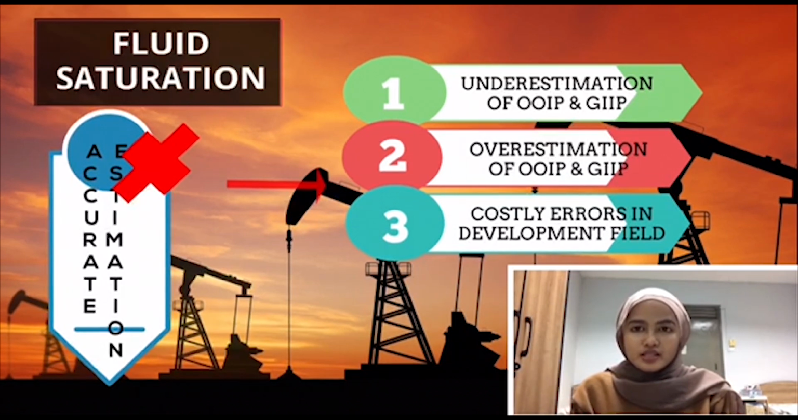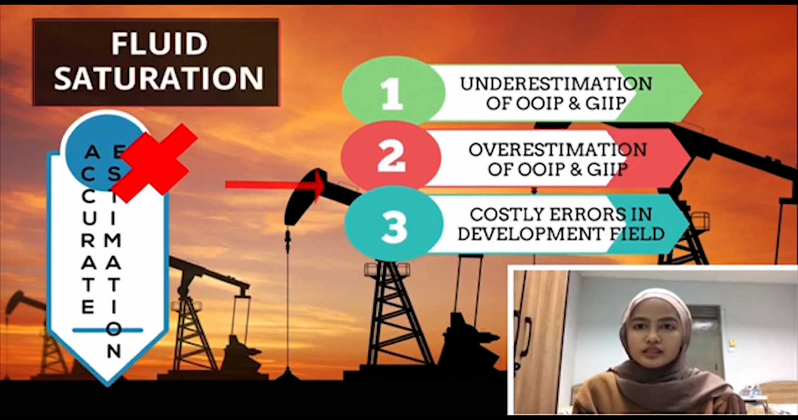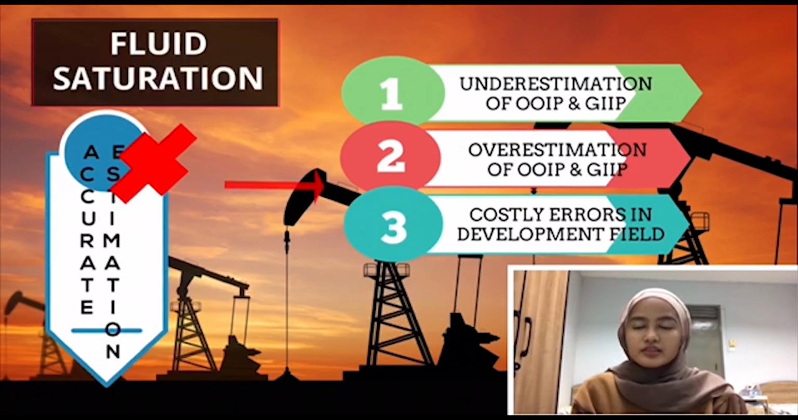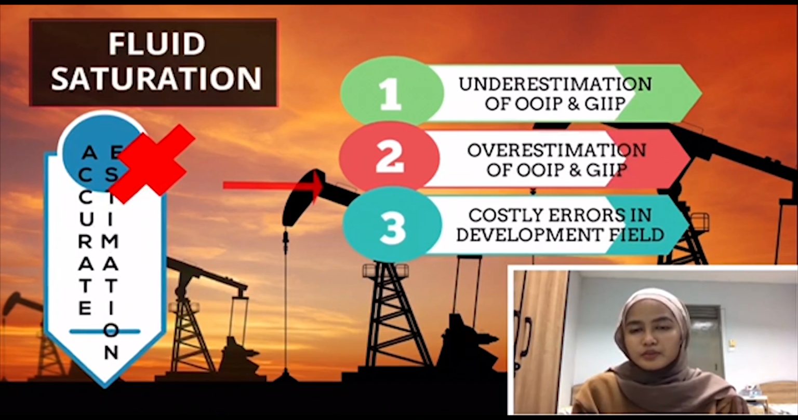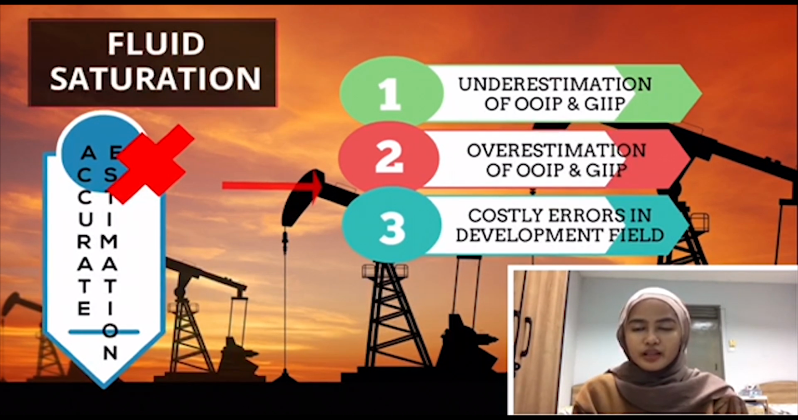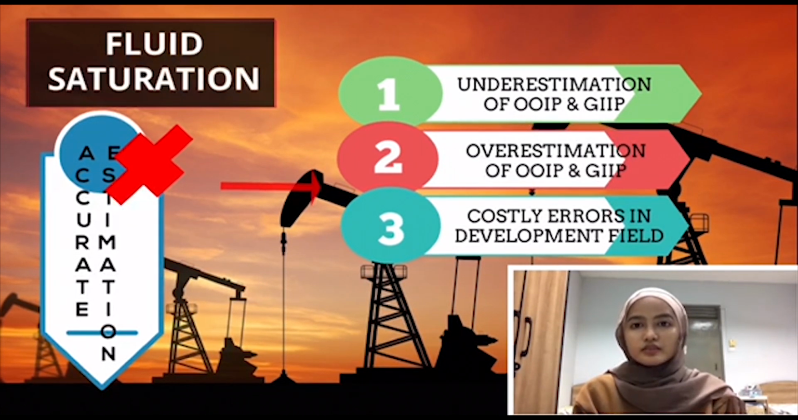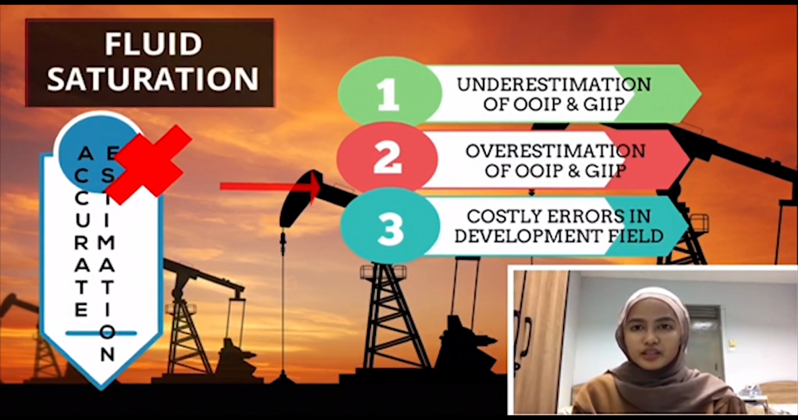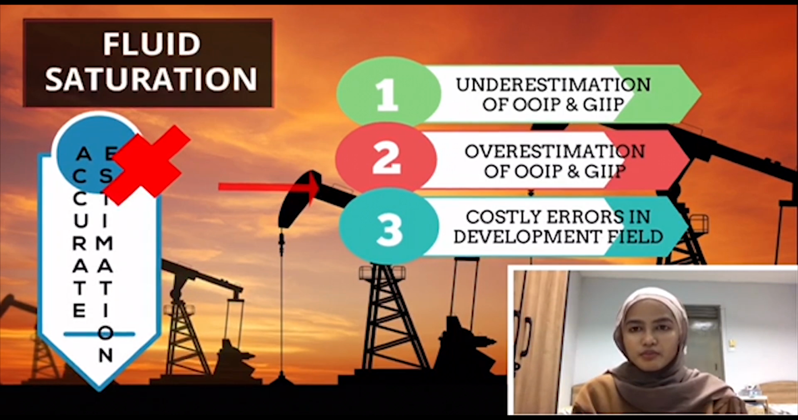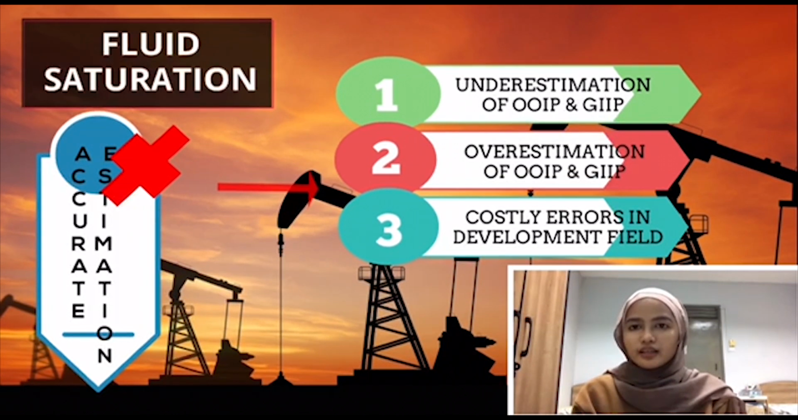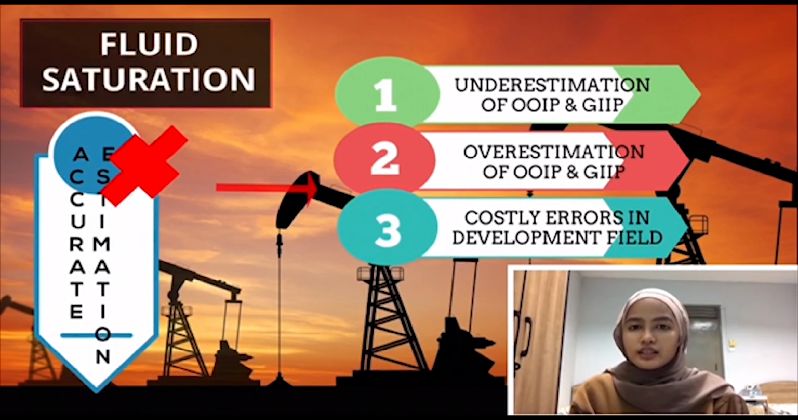In petroleum engineering, the information on fluid saturation must be accurate because the oil in place and gas in place are calculated on the basis of a simple volumetric balance of hydrocarbon present in the pore space. If the initial fluid saturation is estimated inaccurately, this may result in overestimation or underestimation of hydrocarbon in place and gas in place. It could also lead to costly errors in field development.